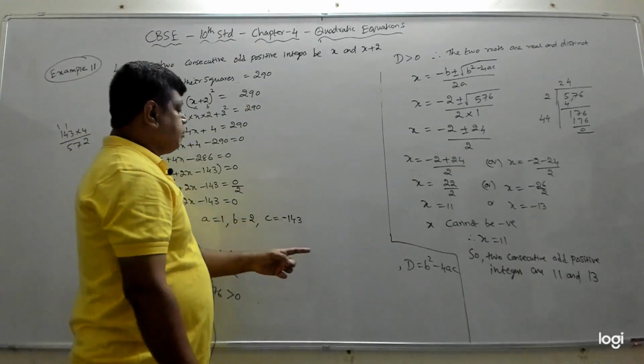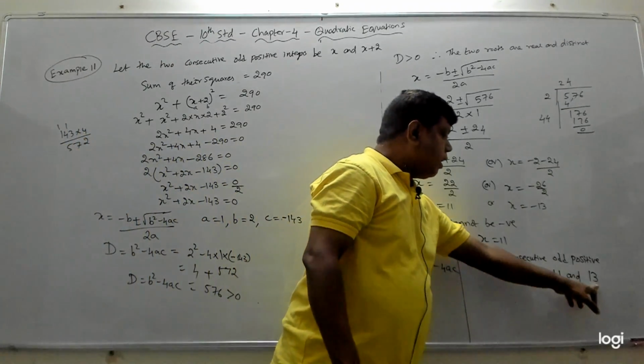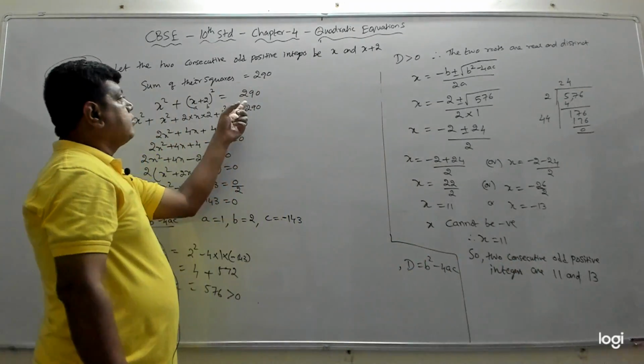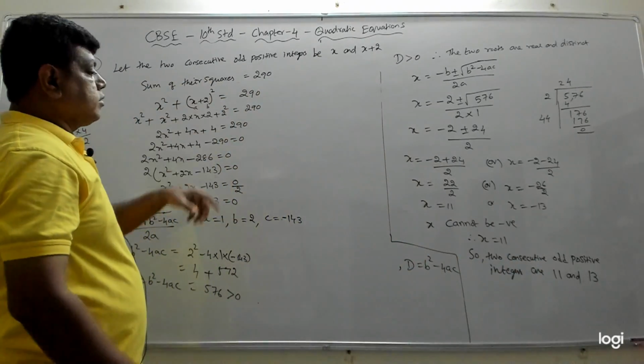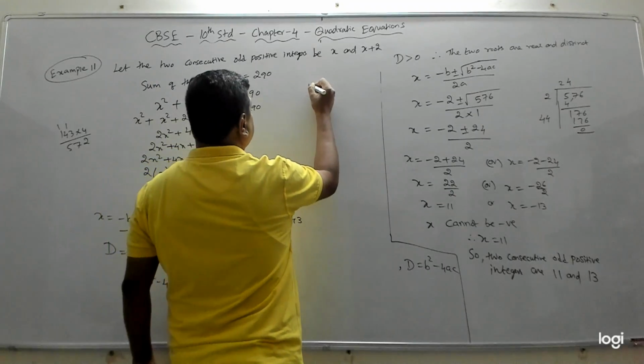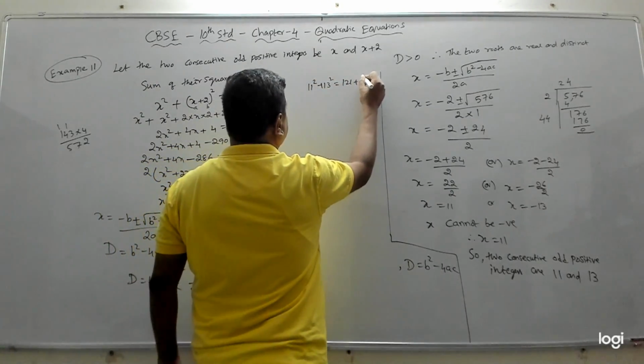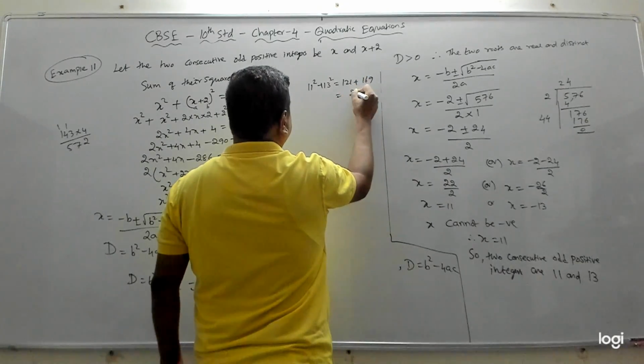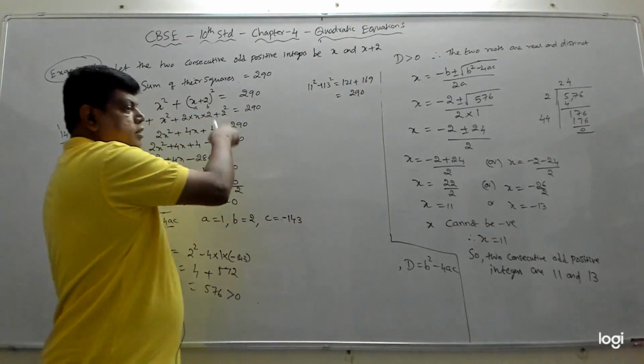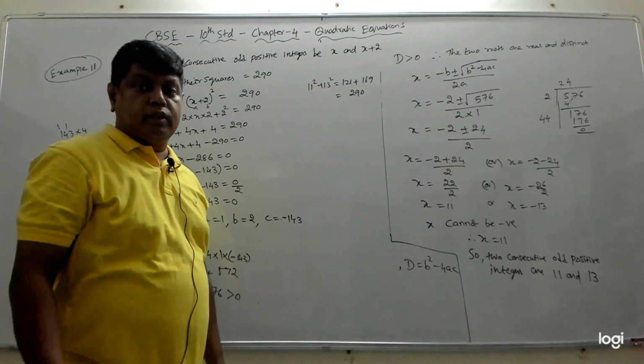Suppose you square the 11, square the 13, and then add, you will get 290. That is the meaning of sum of their squares. For example, 11 square plus 13 square: 11 square is 121, 13 square is 169. If you add, you will get 290, which will match with this. So our answer is correct.